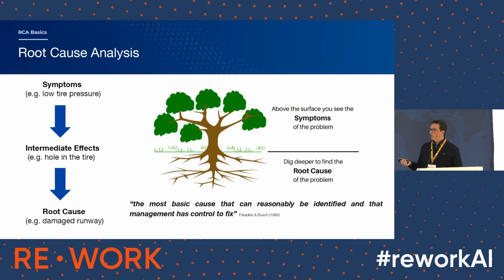So imagine you are an airline or airport operator and you have a low tire pressure in your plane. This is a symptom. There is an intermediate effect. You can detect that there is a hole in the tire. That's why the pressure sensor fell down. But the root cause was the damaged runway in the airport. And so you need to change the runway in order to prevent the occurrence of low tire pressures in your planes later on. And this is something which you have to detect. So this is interesting, and we applied it with different methods, data-driven or not data-driven, in many different areas.